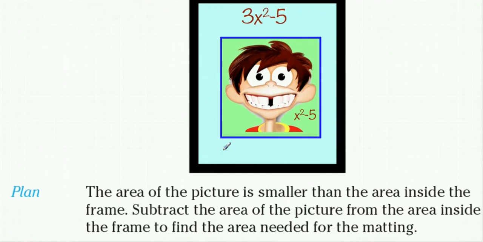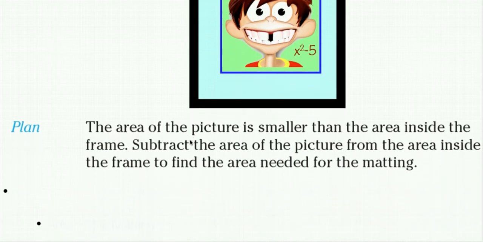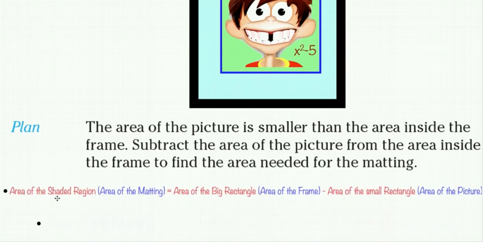So what do we plan to do? The area of the picture is smaller than the area inside the frame. Subtract the area of the picture from the area inside the frame to find the area needed for the matting. In other words, from what we learned in the past, we want to find the area of the shaded region, which is this area right here, which is also the same as the area of the matting.